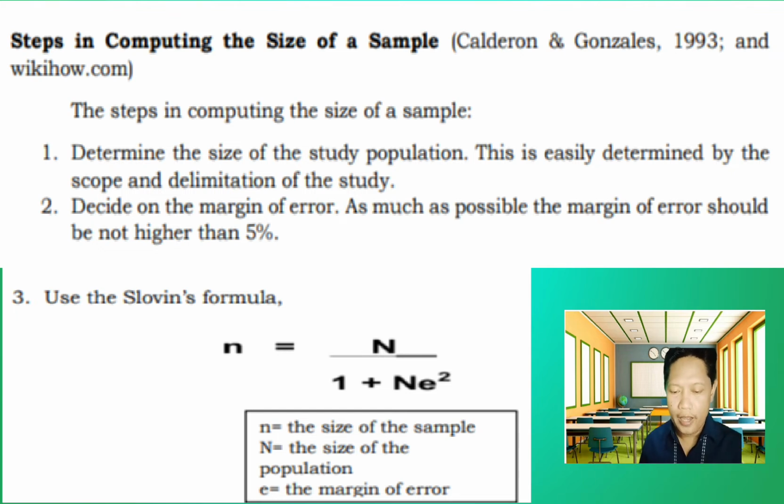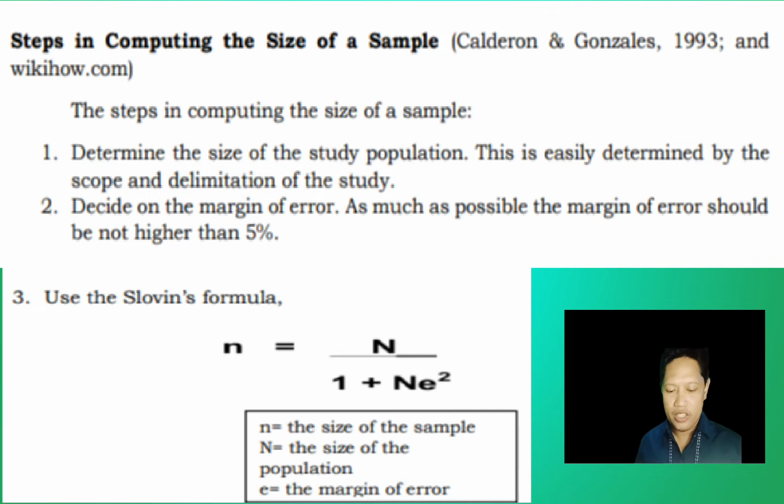Here's the formula. n is equal to N over 1 plus N E squared, where the small n is the size of the sample. That's what we're gonna find out. And the big N is the size of the population, and E is the margin of error. So let's have an example.